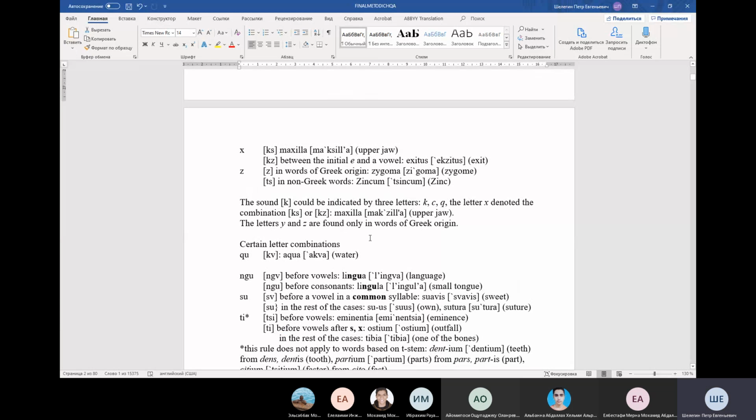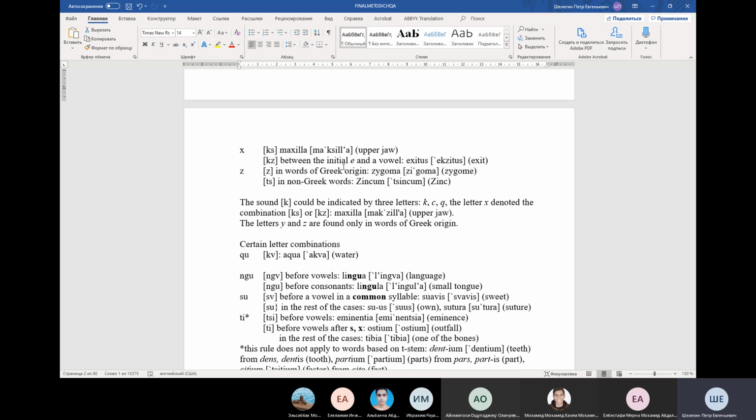Next we come to X. So again, the full sound and the deaf sound. Axilla is deaf. And in the position between the initial e and the vowel, like exitus, it will sound full. Exitus.